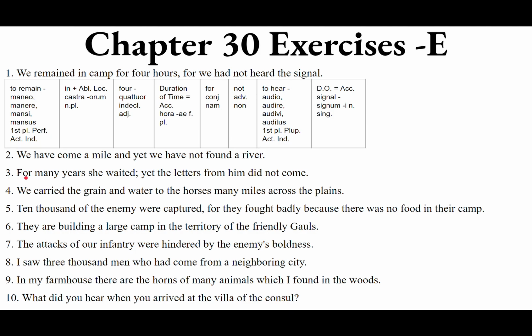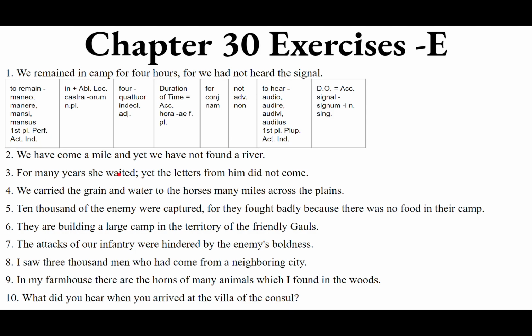Tertia: for many years she waited, yet the letters from him did not come. For many years. So this is time duration, for many years. So we're going to want this in the accusative and no preposition. So the adjective is multus, a, um to agree with annus, i, masculine. Years is plural, so we want the plural accusative. Accusative plural of annus is annos, and multus, a, um needs to also be accusative plural masculine, so multos. So multos annos, remember, no preposition. The reason we know it's for duration is because this is in the accusative.